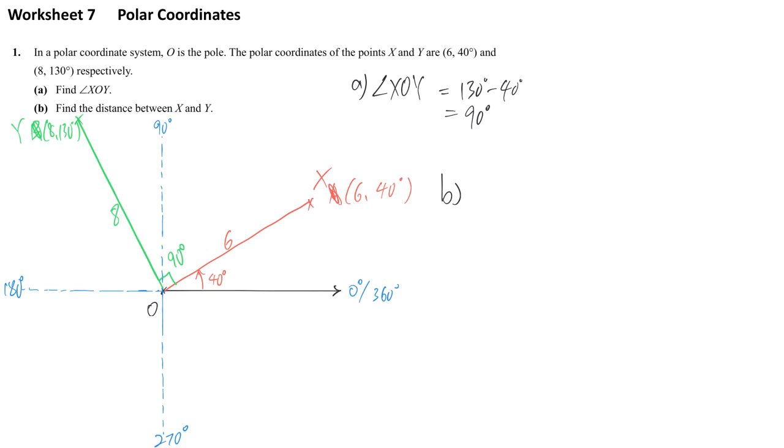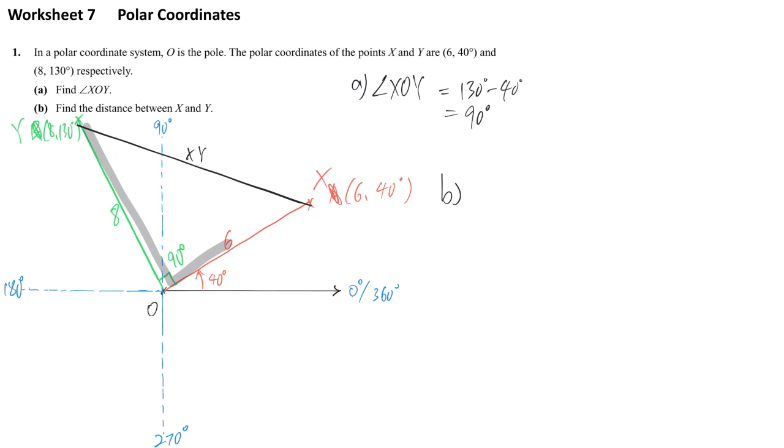Now we focus on part B. We have to find the direct distance between X and Y. That means X and Y here. So we connect them first. We want to find out the direct distance XY. And if we focus on this triangle, it's not just a normal triangle, but it's a right angle triangle.